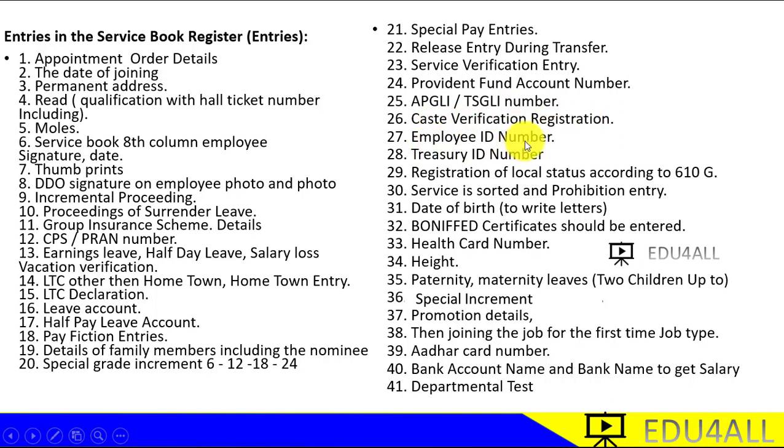Caste verification register, employee ID number, treasury number, registration of local status account, then services, probation entries, date of birth, bona fide certificate, health card number, NHIS number, your height, weight and your medical fitness. Then paternity or maternity leaves. In Tamil Nadu government they allow 12 months leave for maternity leave, up to 2 children. Same thing, increments, promotion details, joining job, first job type, Aadhaar card number, your bank account, then your department test. If you have undergone any department test, all these things should be entered in your SR.